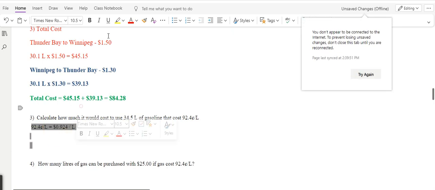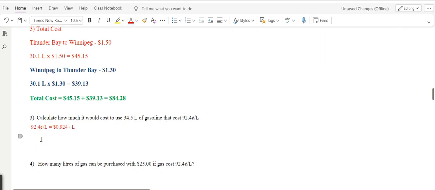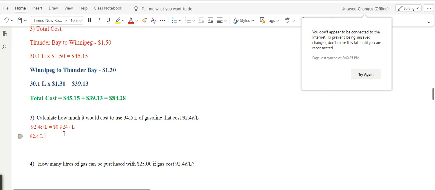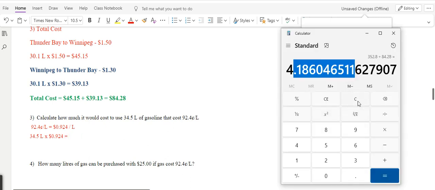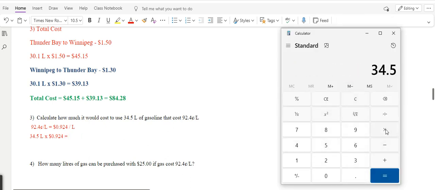Okay, so we convert out of cents because we only use dollars for liters, and so we're going to take our 34.5 liters and multiply it by this dollar amount, 0.924. So we go ahead and do this. 34.5 multiplied by 0.924, that's going to give us this 31.87 number.